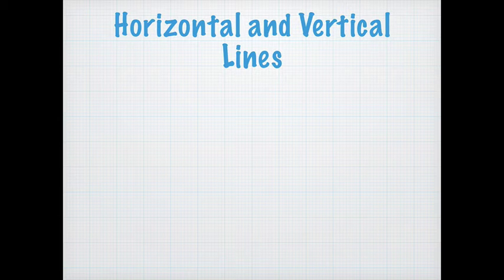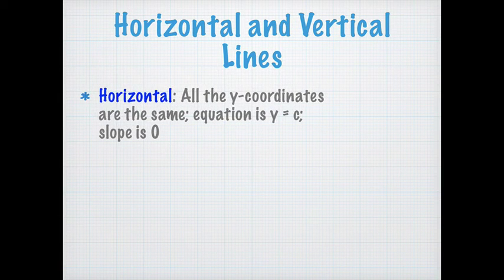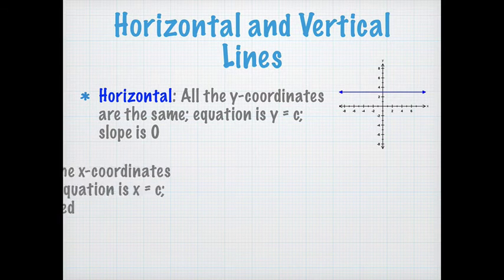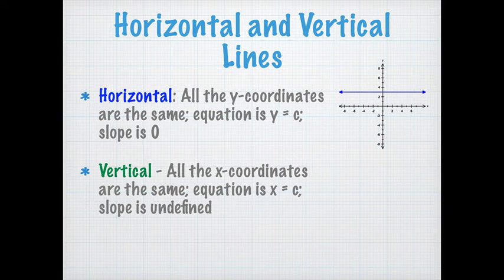The only other tricky thing is horizontal and vertical lines. So remember, a horizontal line, all of the y-coordinates are the same. So if you look at the graph, you can see all of the y-coordinates in this example are 3. The equation in general is y equals a constant. Here y would equal 3. And you know the slope is 0. A vertical line, all the x-coordinates are the same. So look here, all the x-coordinates are -2. The equation in general is x equals your constant. In this case, it would be x equals -2, and your slope is undefined.